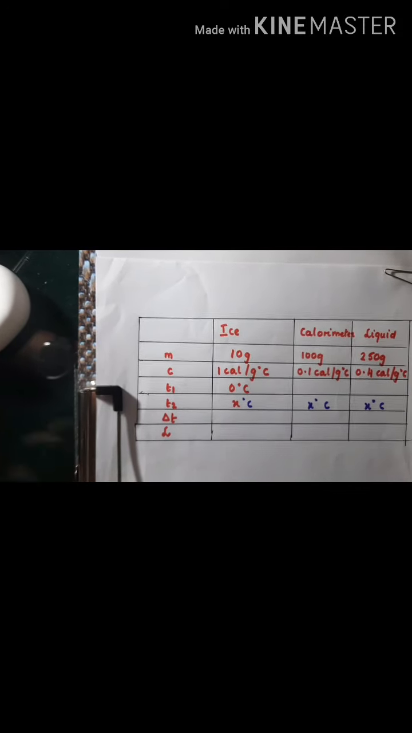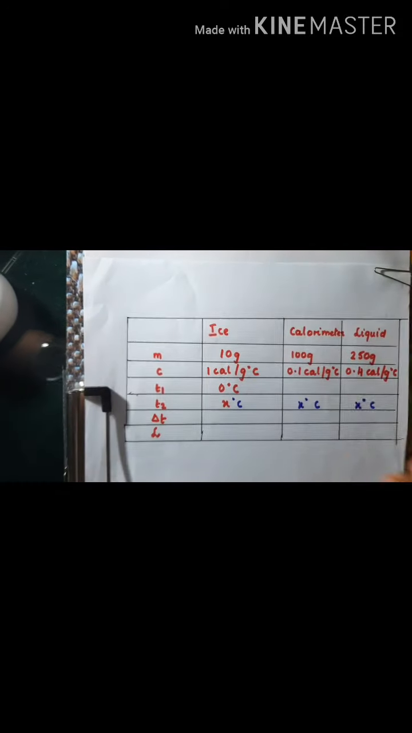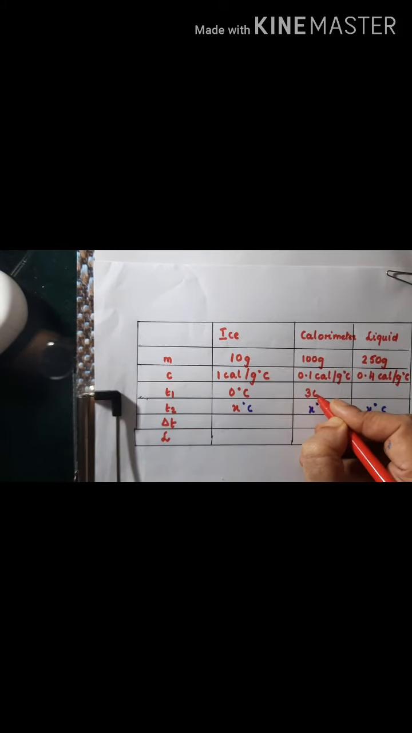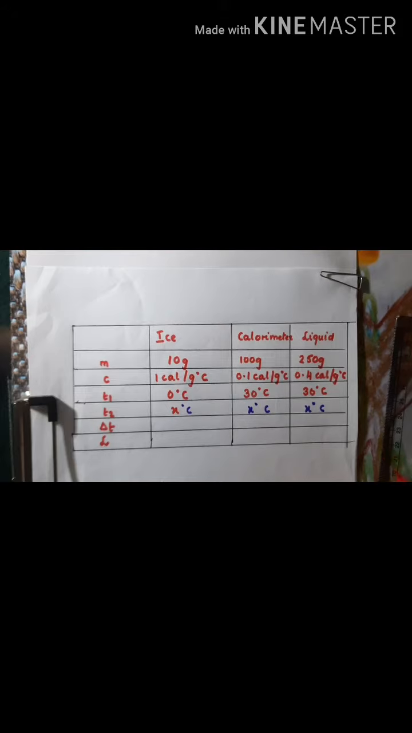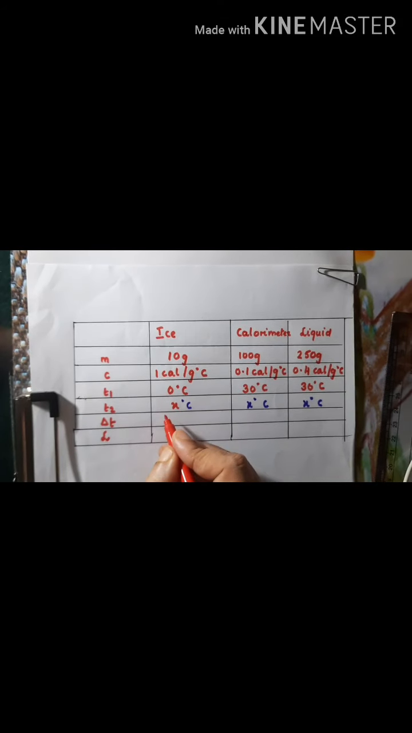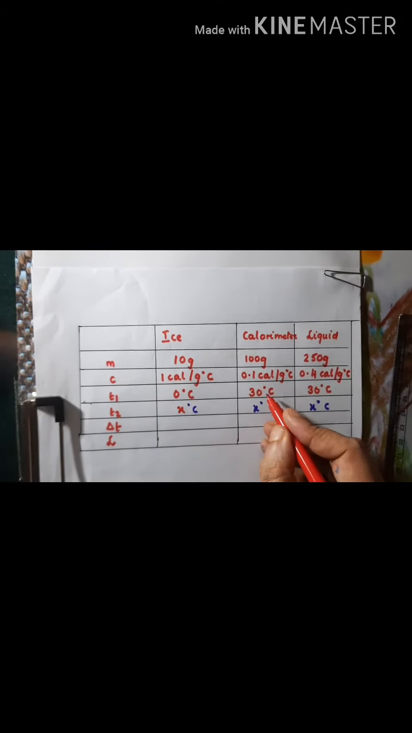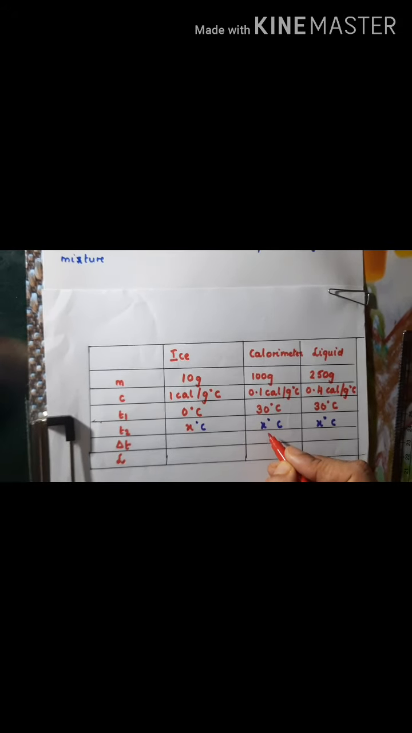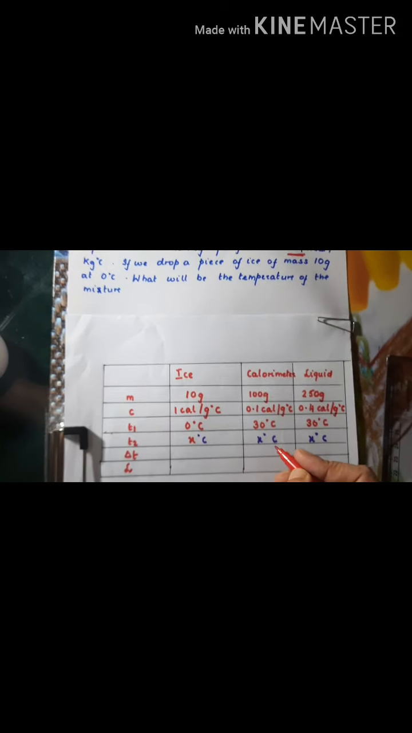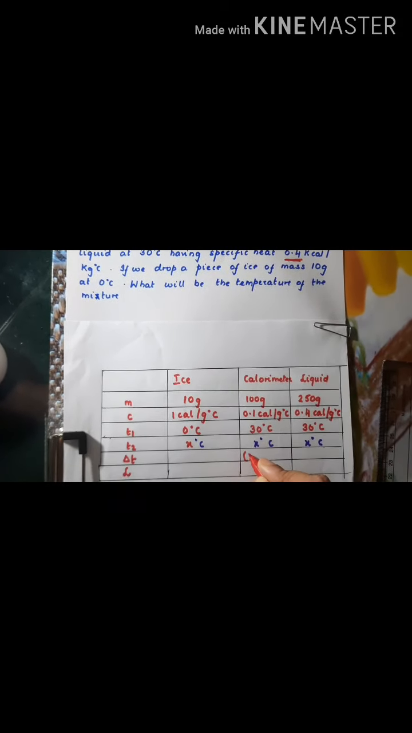Now what is the temperature of the liquid? It is 30 degrees Celsius. Here also 30 degrees Celsius, right? Now tell me what will be delta T. Now this is 30, its temperature has reduced, right, because of the ice. So it will become 20, 15, whatever it is, it does not matter. So it will become less.